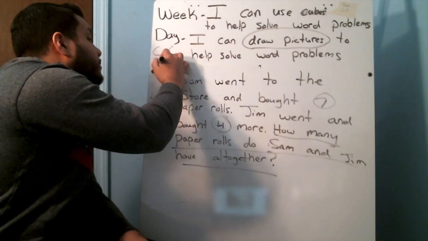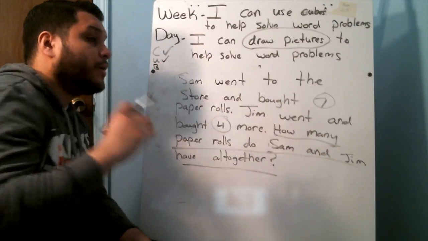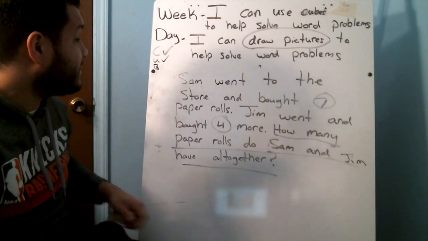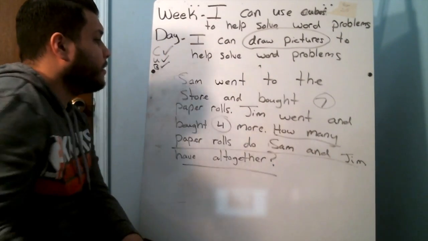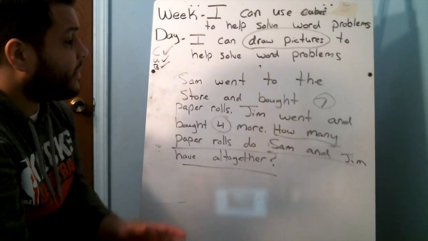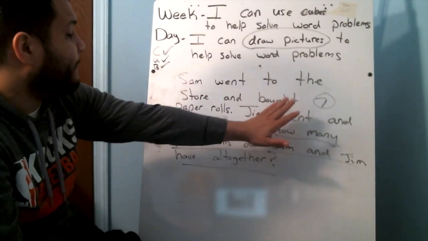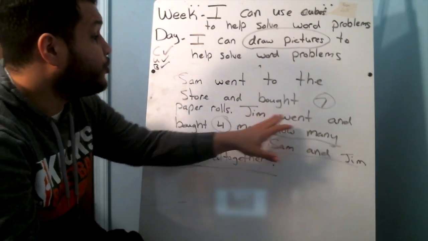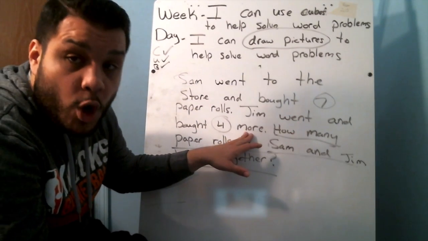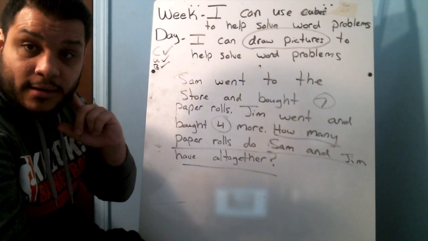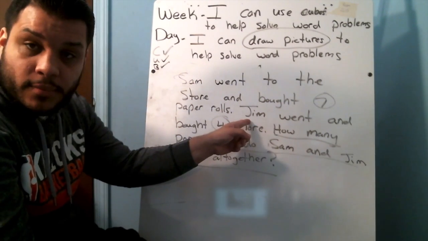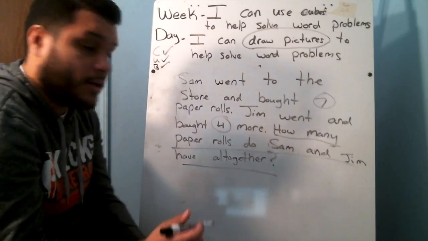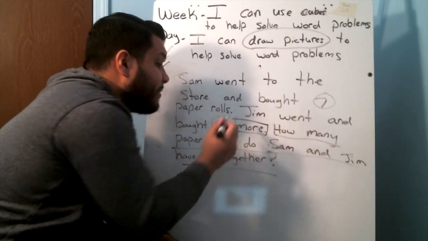I finished my U. B stands for, great, box in math words. So let's think about which math words we hear. Sam went to the store and bought 7 paper rolls. Any math words there? No. Jim went and bought 4 more. Do we hear a math word there? Where is it? Jim? No. Bought? No. More. Okay. More is a math word.